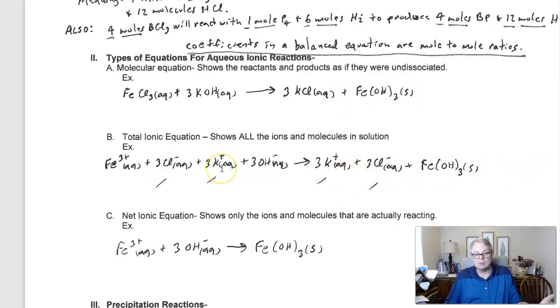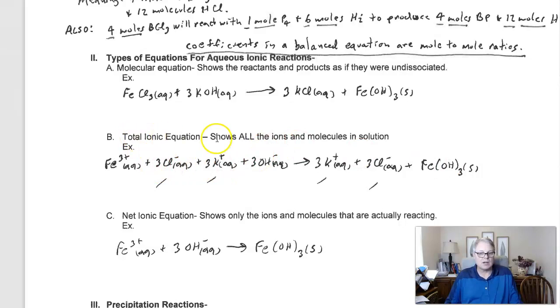All right, but sometimes you want to see everything, and that's kind of what you see right here. It's everything. And that's called the total ionic equation. Basically, if it says aqueous, break it apart. If it says solid, keep it together. That's what it kind of comes down to. All right? Something that's kind of in between is something called the net ionic equation. And in the net ionic equation, what you show is you only show the ions and molecules that are actually reacting. In other words, you just show what needs to be shown.